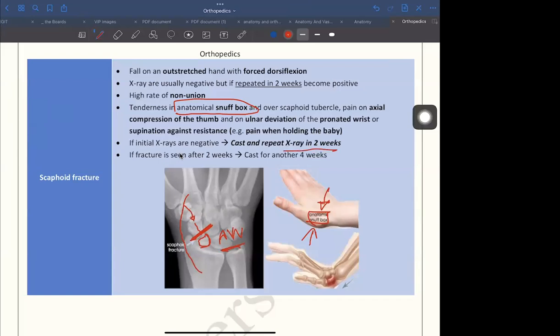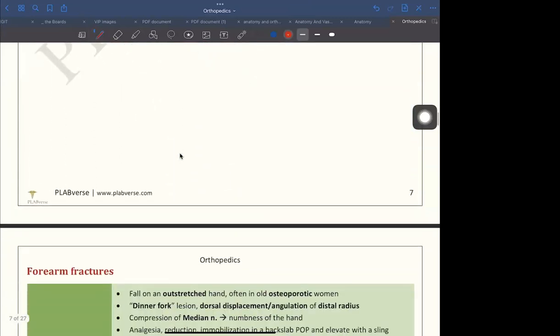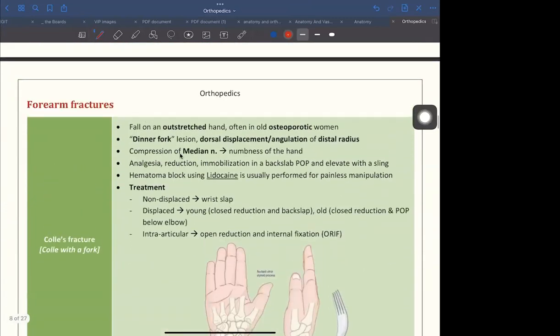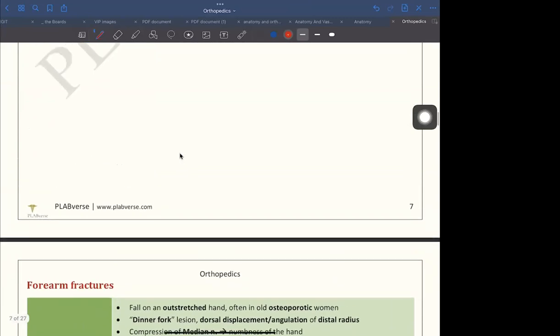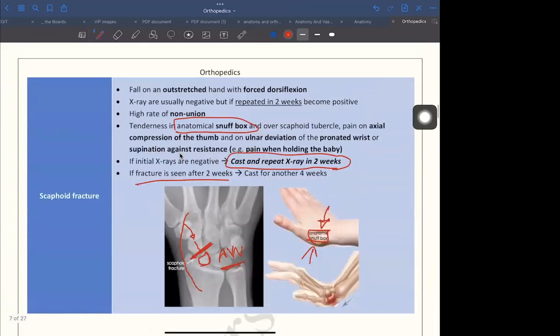Initial X-rays, you can do a cast and repeat the X-ray in 2 weeks. And if it is normal, you can just take out the cast. If it is abnormal, you will need to continue with the cast for 4 more weeks and monitor for avascular necrosis. Any questions so far?